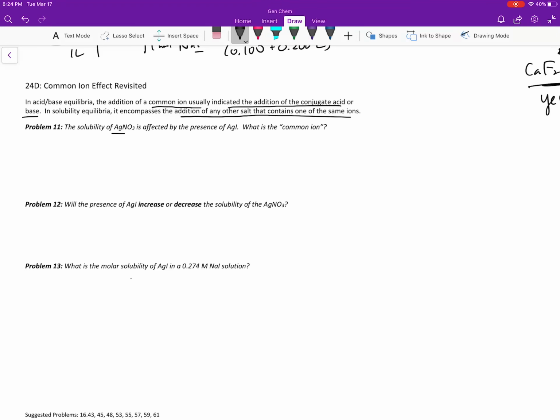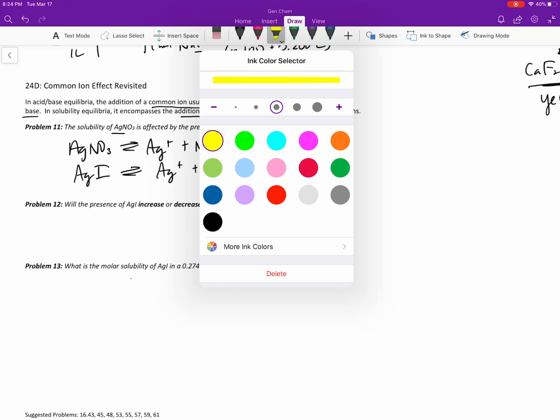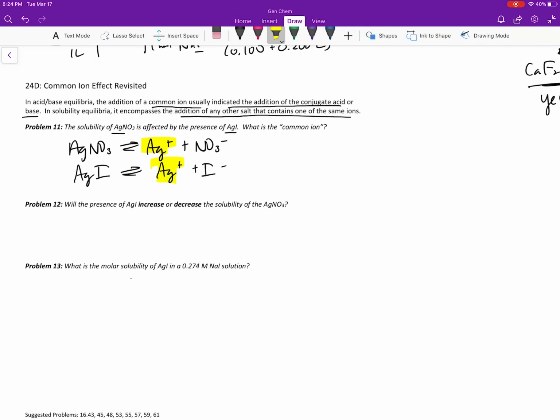So the solubility of AgNO3 is affected by the presence of AgI. Well, the ion that they have in common becomes pretty straightforward when we look at these equations. The one that they have in common is silver plus. They do not have the anion in common. So will the presence of AgI increase or decrease the solubility of AgNO3?